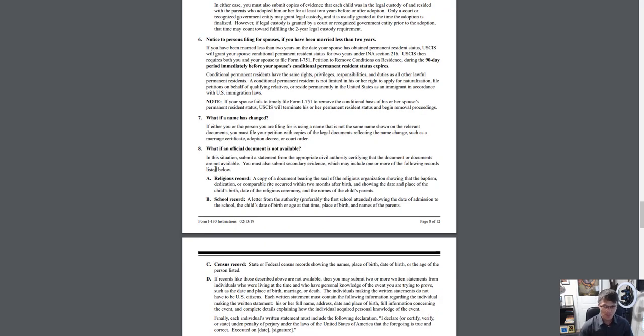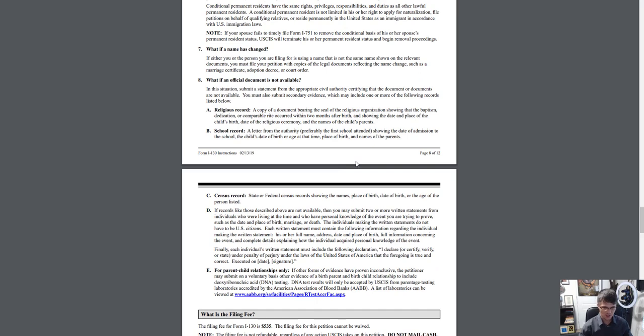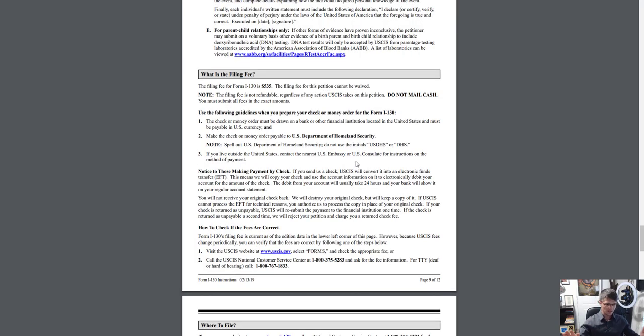Okay, if an official document is not available, happens sometimes, you can still give some records. It can be a religious record, a copy of a document bearing the seal of a religious organization showing that the baptism, dedication, or comparable rite occurred within 2 months after birth, showing the date and place of the child's birth, right? So you can still figure out ways to come up with documents. School record, census record, stuff like that. Okay, go through that again. Make sure you read it. Make sure you know everything.